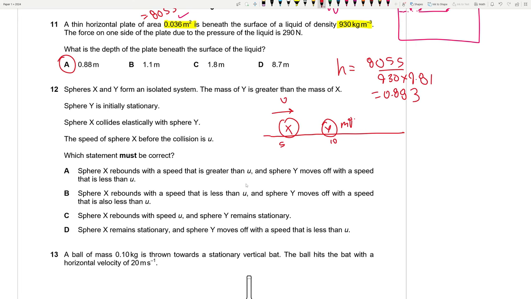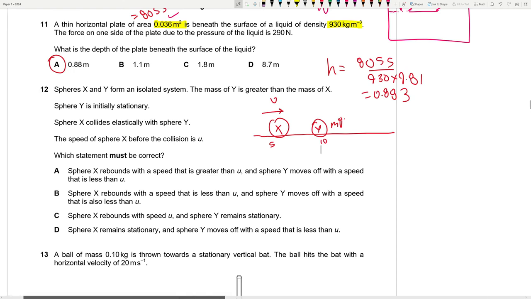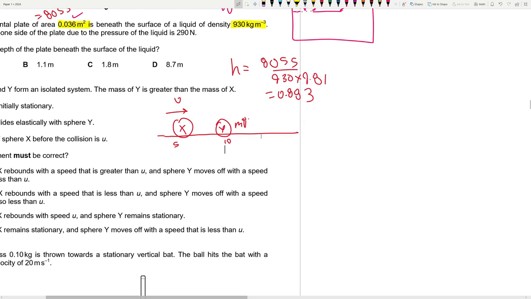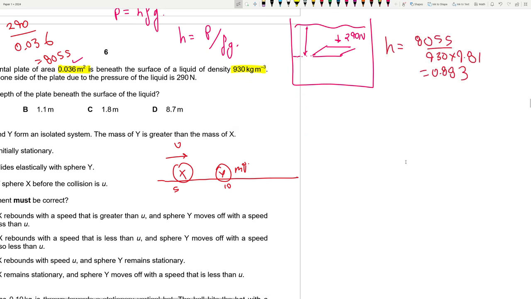Sphere X rebounds with a speed that is less than u, and sphere Y moves off with a speed that is also less than u. This looks correct. Because to be an elastic collision, the relative speed of approach must be equal to the relative speed of separation. So check this. Since it collides with u, after rebound, the relative speed of approach is u, so it has to be u here as well.